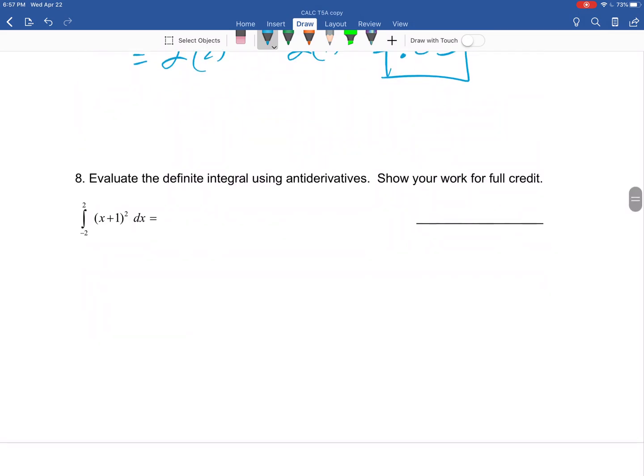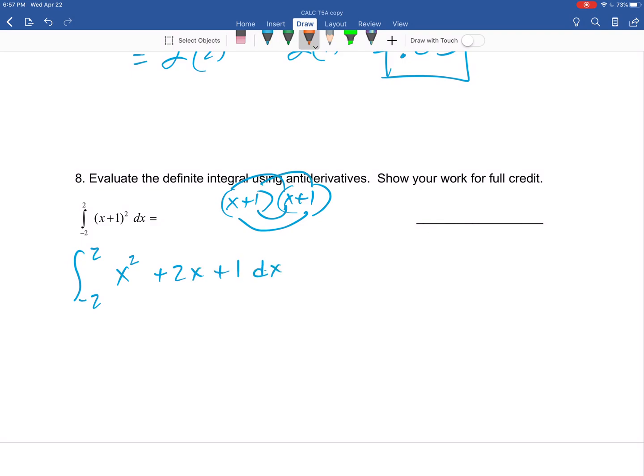Here's what I'm going to do. I know there's other ways to do it. I'm going to multiply it out. We've got x plus 1 times another x plus 1. Okay, here it is, -2 to 2. First term, going to be an x squared. Inside and outside, that's plus 2x. Last term, plus 1. Now do your antiderivatives.